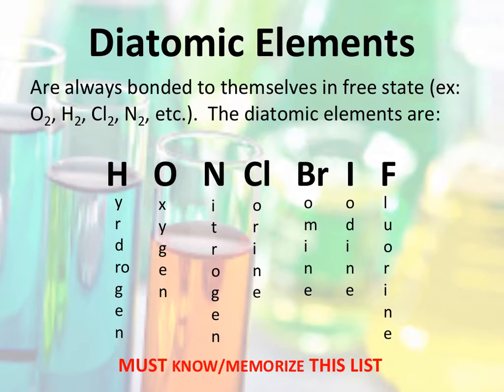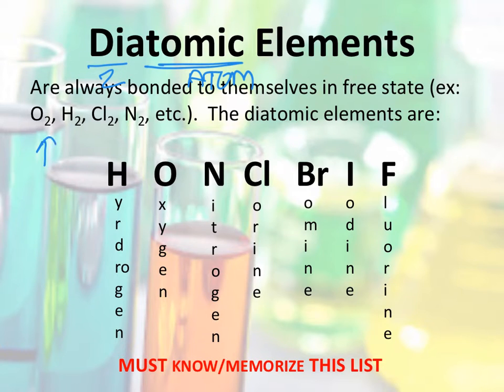There are 7 elements that are called the diatomic elements. Di means 2, and atomic means atom. So these elements have 2 atoms bonded together in the free state. What I mean by the free state is, if I say elemental oxygen, that means it's just oxygen by itself, and that would be O2.